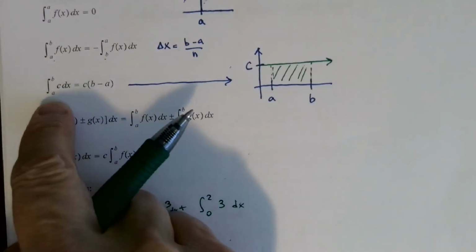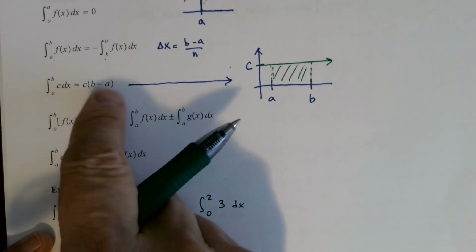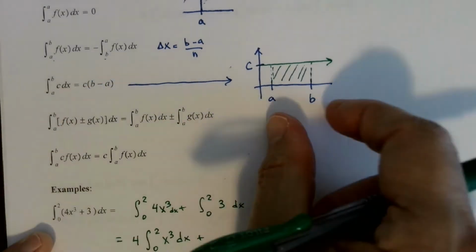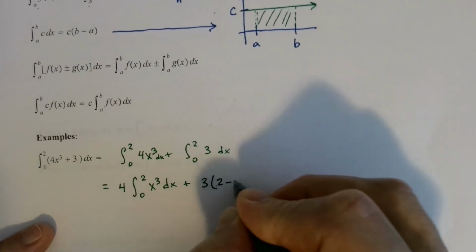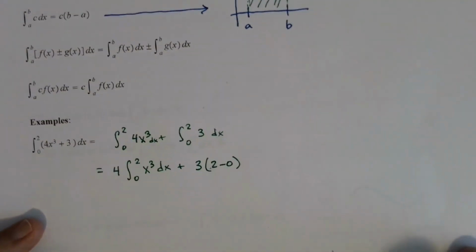If I have an integral from a to b of a constant, it's the constant times b minus a, which is the length of that interval. So in this case, this would be equal to 3 times (2 minus 0), or 3 times 2, which is obviously going to give me 6.